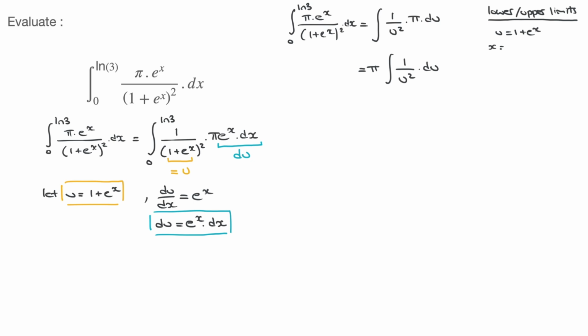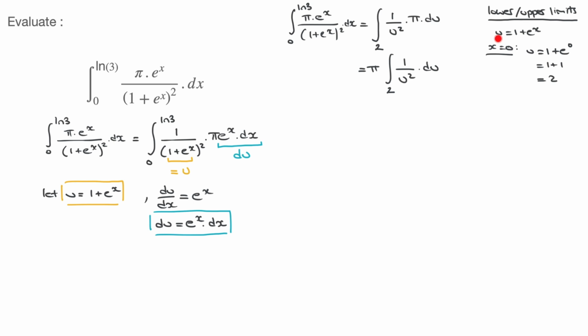When x equals 0, u will be equal to 1 plus e to the 0. And since e to the 0 is just equal to 1, this turns into 1 plus 1, which equals 2. And so that's our lower limit, and I can already write that on my definite integral here and here.